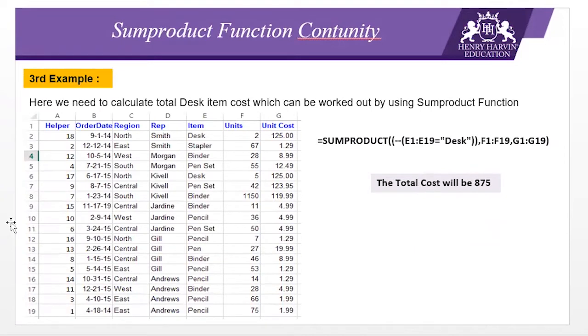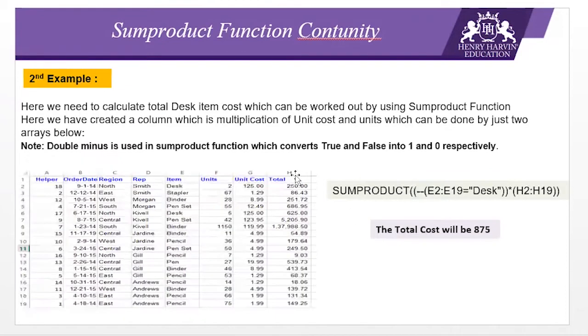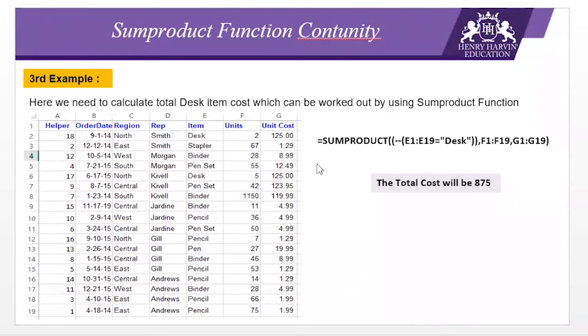Here we need to calculate the total desk item cost, which can be worked out by using the SUMPRODUCT function. So guys, over here we have removed that total item. The total we had created there, now we have removed the helper column. So how easy is that? You have removed one column. Now you can do everything in your SUMPRODUCT function.